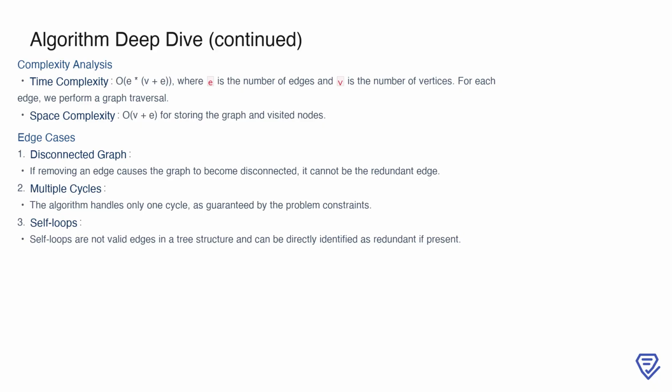First, if removing an edge causes the graph to become disconnected, that edge cannot be the redundant one. Second, the algorithm assumes there is only one cycle, as guaranteed by the problem constraints. If there were multiple cycles, the approach would not work as intended. Finally, self-loops, edges that connect a node to itself, are not valid in a tree structure and can be directly identified as redundant without additional checks.